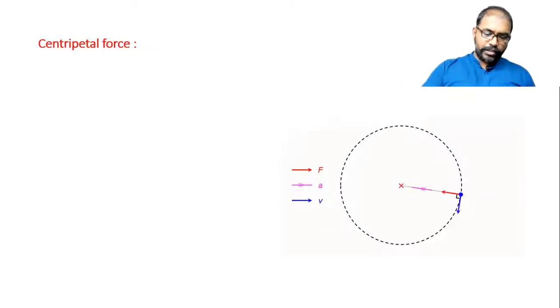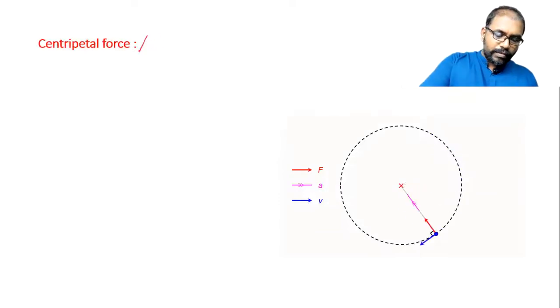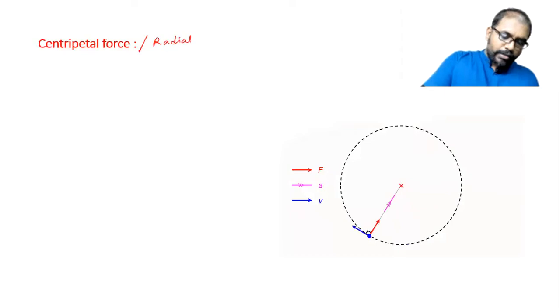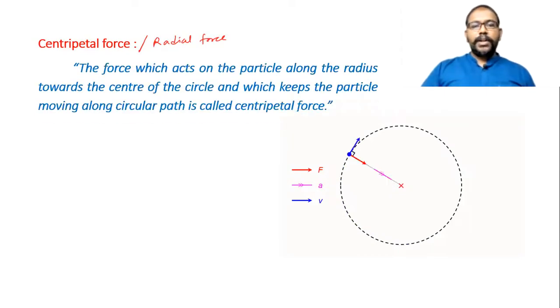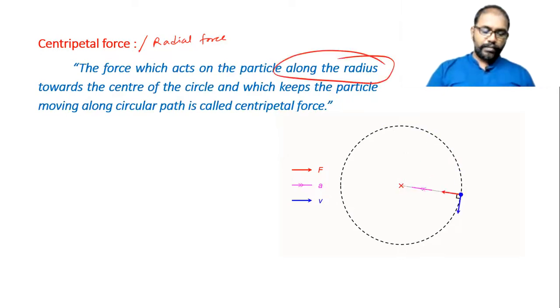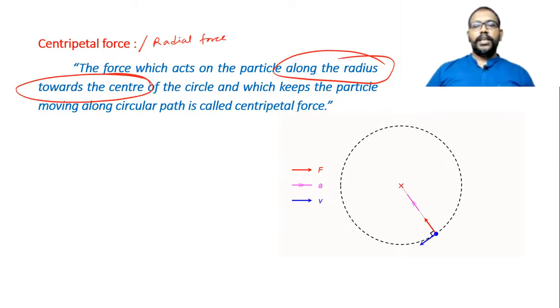Centripetal force is also called radial force. Centripetal force is the force which is acting along the radius and toward the center of the circular path, and this force is responsible for keeping the object moving in circular motion. So this is the necessary force for circular motion.